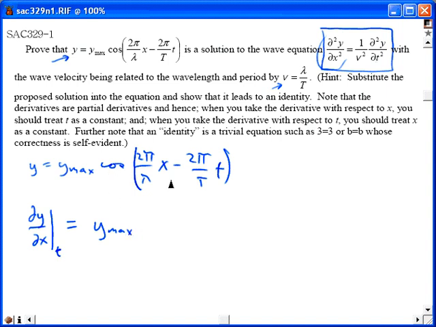And then times the cosine of an argument. So I'll take the derivative of that. That's minus the sine of the same argument, times the derivative of the argument with respect to x, which will just be the 2 pi over lambda.